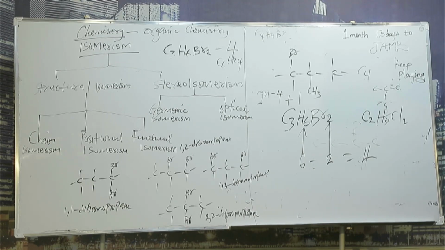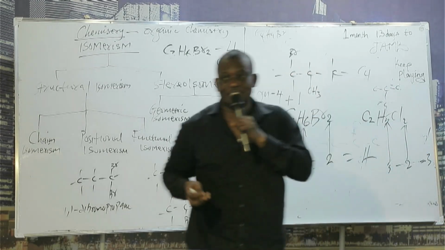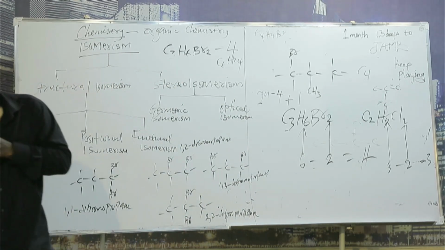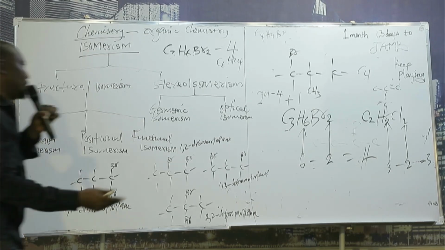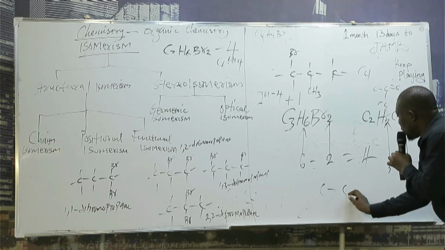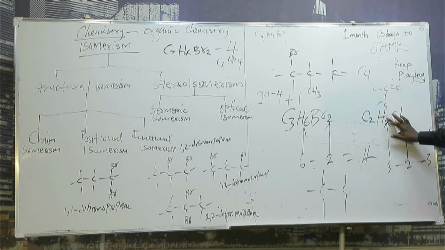Hey, 5. Hey, 2. And what is it? 3. Somebody should tell me, how many isomers are there? How many isomers? How many possible isomers will there be? It's 2. 1, 2. 1, 2, 3, 4, 5. Okay. I made a mistake.